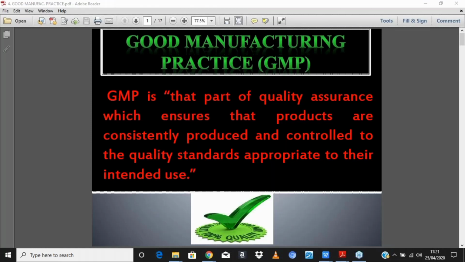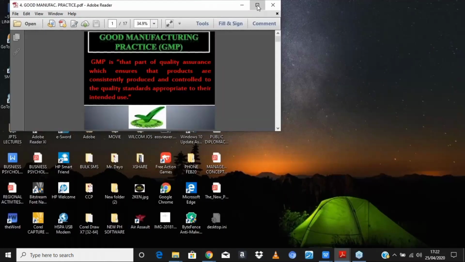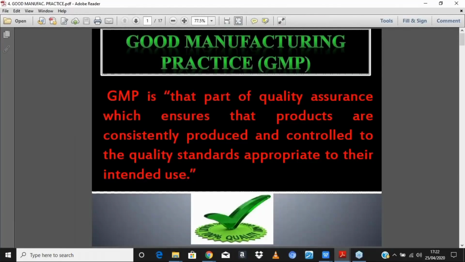All right, let's move on to good manufacturing practice, which is a part of ensuring quality assurance and quality control, popularly called GMP. Good manufacturing practice, called GMP, is that part of quality assurance which ensures that products are consistently produced and controlled to the quality standard appropriate for their intended use.